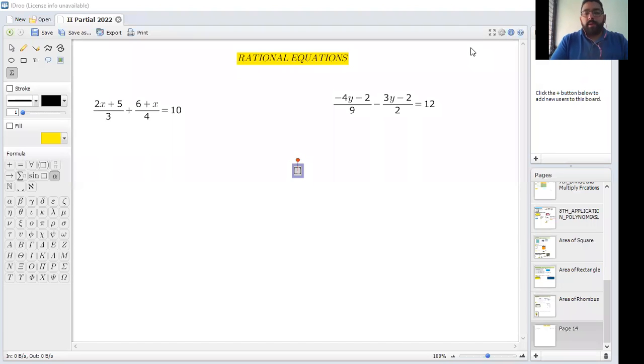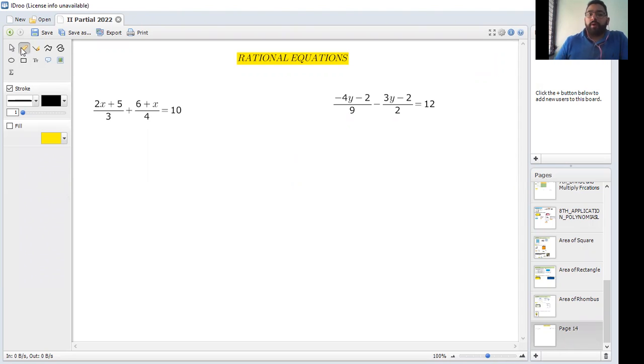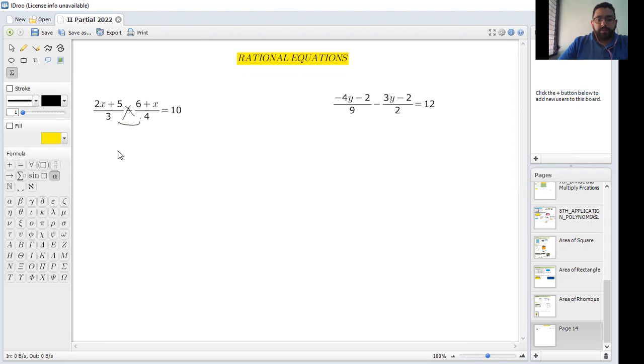Hi, today I will explain how to solve rational equations using the butterfly method or the happy face. If you remember how to add and subtract fractions using the happy face, it's basically the same procedure, just applied to equations, in this case, rational equations. So what you have to do is multiply 2x plus 5 by 4 and 3 by 6 plus x. You are going to create a happy face here, and then you are going to start solving.